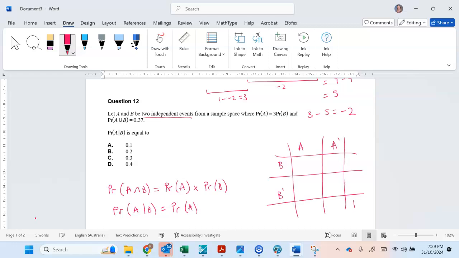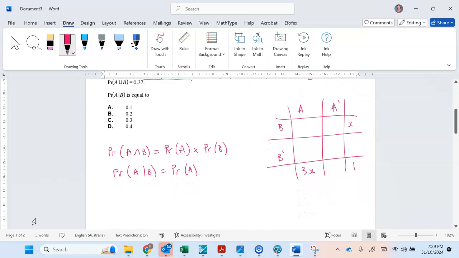Remember, they all have to add up to 1. We don't know what A is, but we know it's 3 times what B is. So let's call B x, and that means A is 3 times x. The probability of A or B is 0.37. At this point I probably need a few more formulas. We can use the addition rule, which should also be in your bound book, but it's also on your formula sheet, I'm pretty sure.